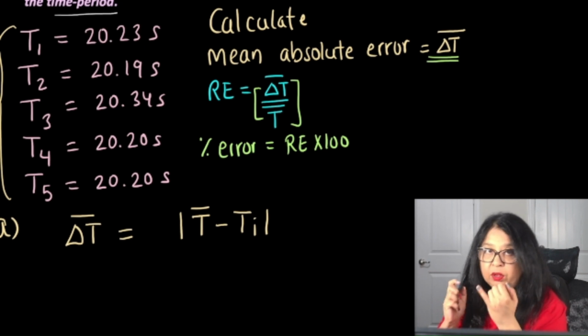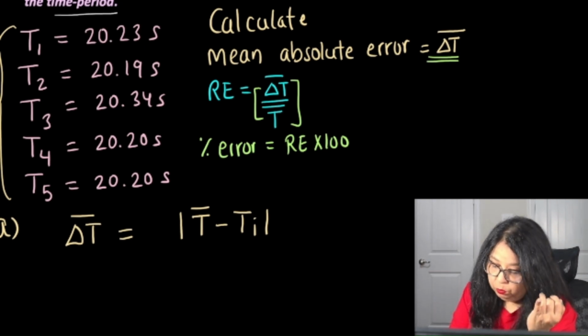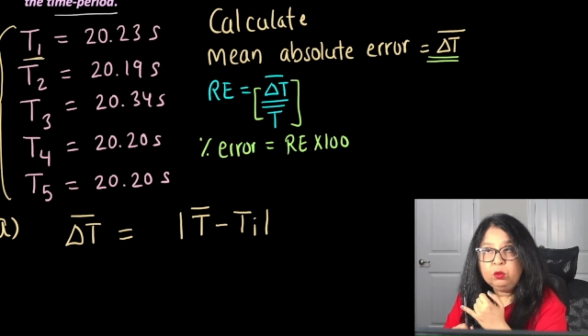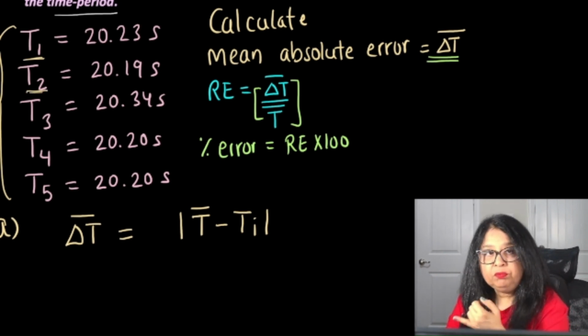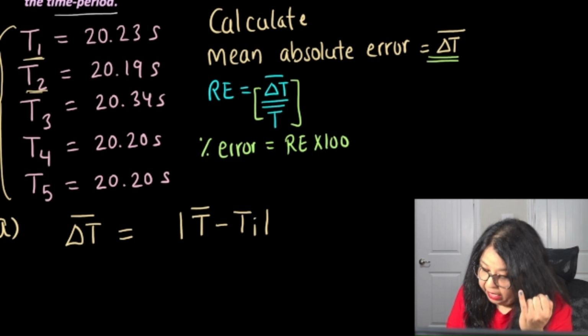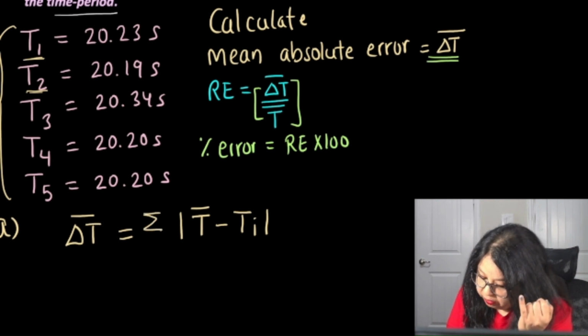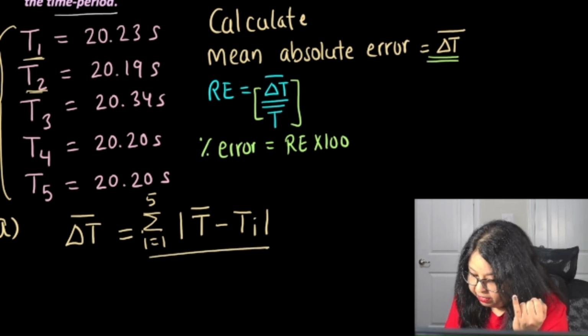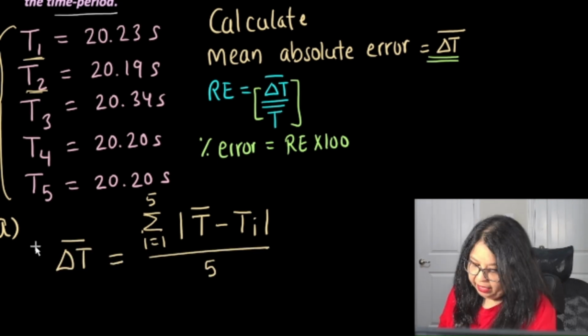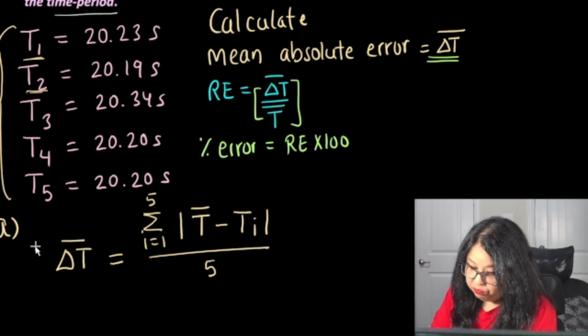Ti can be 1, which is t1 here. I could be 2, that means t2. I could be 3, 4, or 5. And then we are going to sum all these values of absolute errors and divide it by 5. Anyway, so this is the formula for delta t bar, mean absolute error.